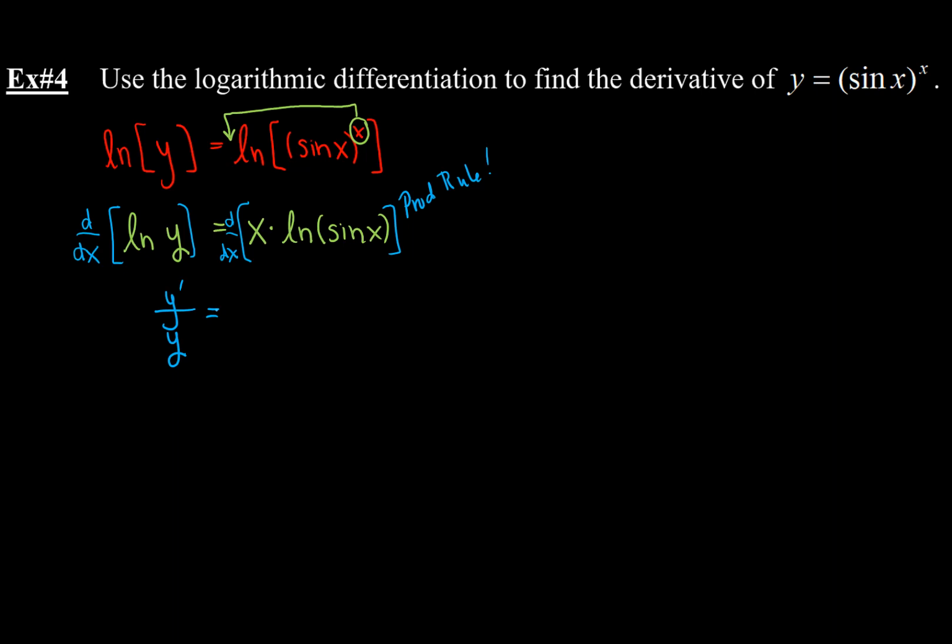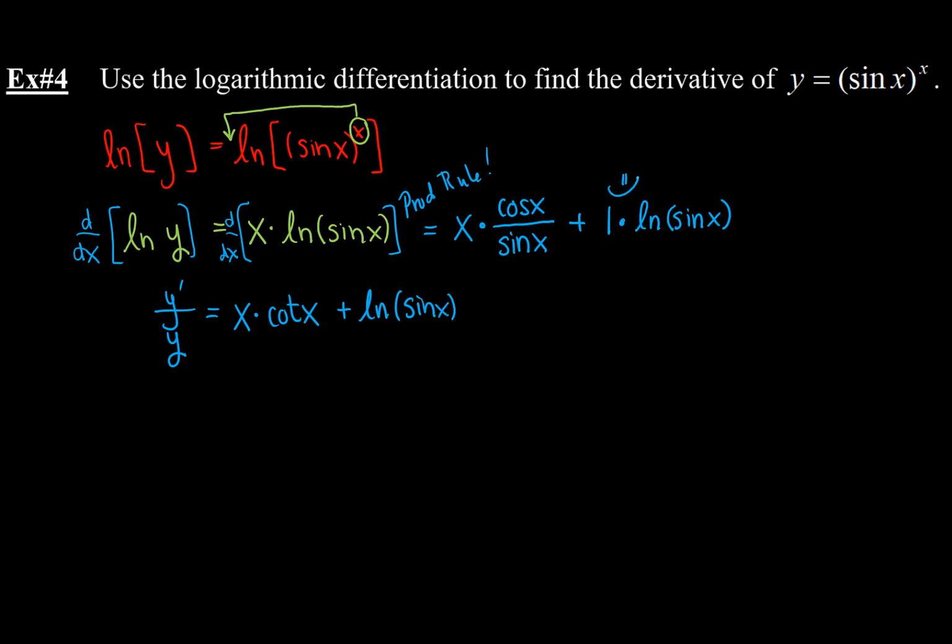Over here with the product rule, I'm going to do it up here on the second row for a second. It's the first times the derivative of the second, which the second is a logarithm, so it's sine in the denominator, and then the derivative of sine in the top, which gives me cosine of x, plus the derivative of my first times my second. If I simplify that, I've got x times the cotangent of x, because cosine over sine is cotangent, plus the natural log of the sine of x, because 1 times anything is just itself.